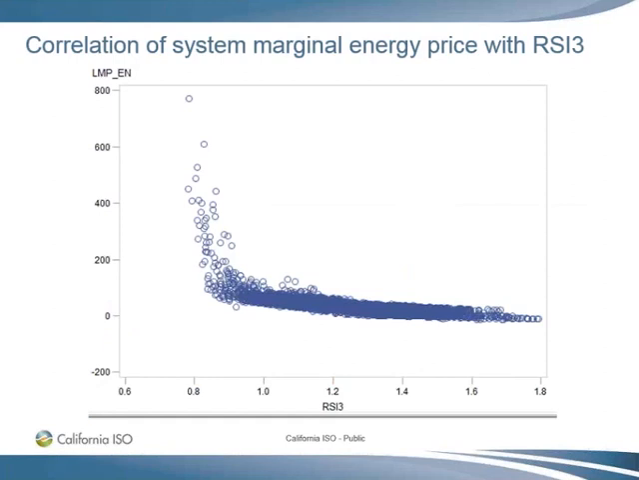And this is, I think, my last slide. One of the other things that we looked at was the correlation of our RS3 measure with system marginal energy prices in 2017. Correlation is not causation. Some of the same relatively tight supply conditions that could lead to a highly concentrated market could also indicate scarcity in general, but what you do see is that when our market is most concentrated, we tend to have the highest energy prices.